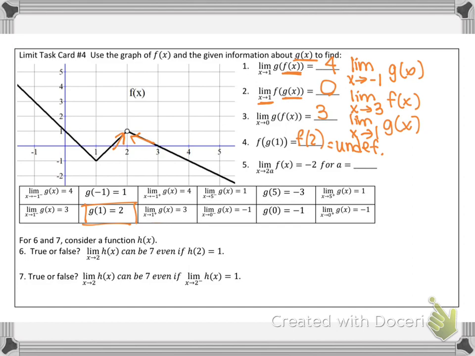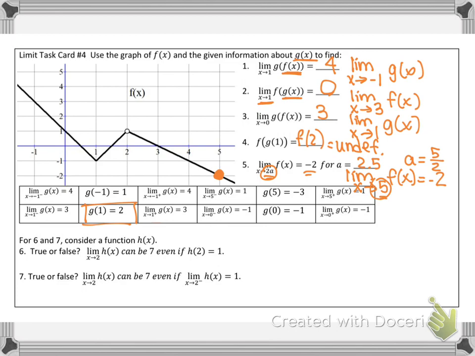Number 5, the limit as x approaches 2a of f of x equals negative 2. So let's look at the graph and see where our function has a limit equal to negative 2. That would be right here. That would be the limit as x approaches 5 of f of x equals negative 2. So if I need this to be my statement for my limit, that means I need 2a to equal 5. So if 2a equals 5, a would equal 2.5 or a would equal 5 halves. Equivalent expressions are acceptable. Either one's fine.